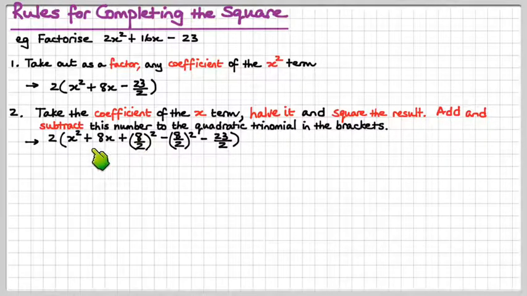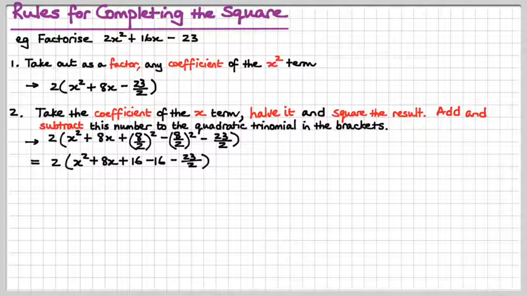That number there makes these three terms here a perfect square, which is what I'm trying to do. So let me show you. That's what you get, okay? 8 over 2 is 4. 4 squared is 16. So it's 2 times x squared plus 8x plus 16 minus 23 over 2, which is already there in the first place.